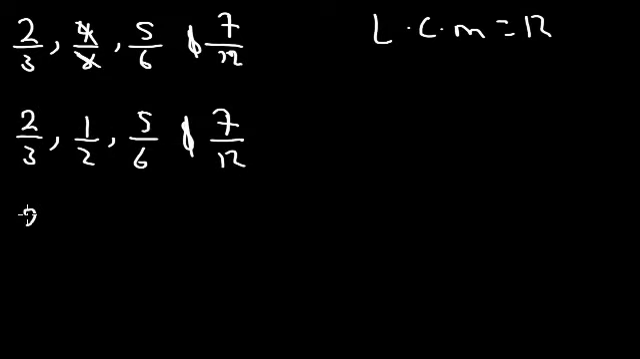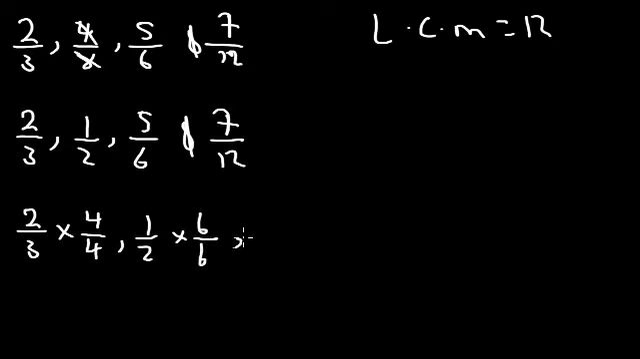So let's begin. 2 over 3. What would I multiply by 3 to have 12? That's just going to be 4. Divide 12 by 3 rather, then you should have 4. So I'm having 4 over 4. How about the second one? 1 over 2. Divide 12 by 2. That's just going to be 6. And I'm multiplying both sides by 6 over 6. Then 5 over 6. Divide 12 by 6, and you're having 2. So therefore, I'm multiplying both the top and bottom by 2 over 2.